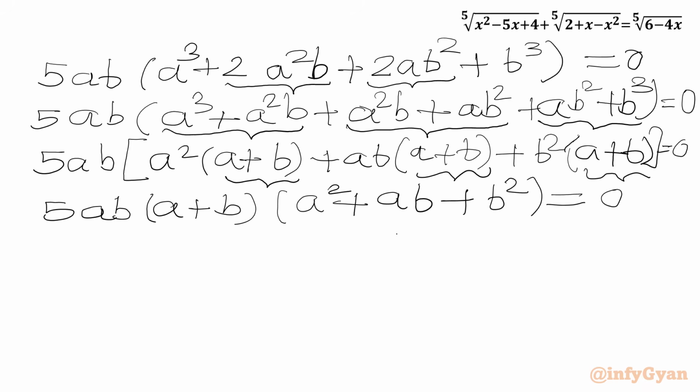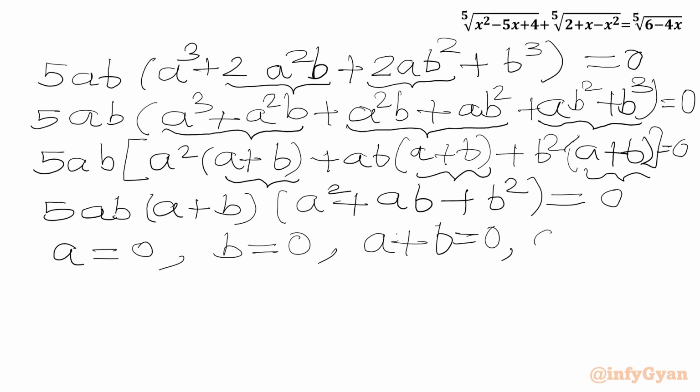So we'll be writing 4 equations, either a equal to 0 or b equal to 0 or a plus b equal to 0 or a square plus ab plus b square equal to 0. Now we will begin with a equal to 0. So I will write here a equal to 0 case.